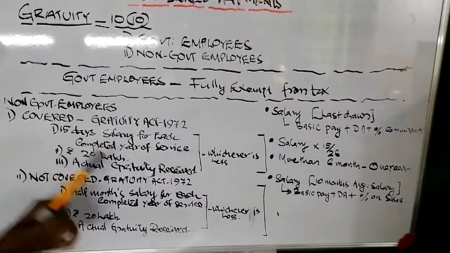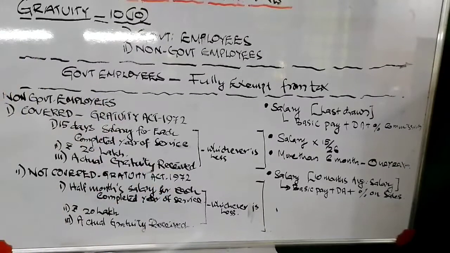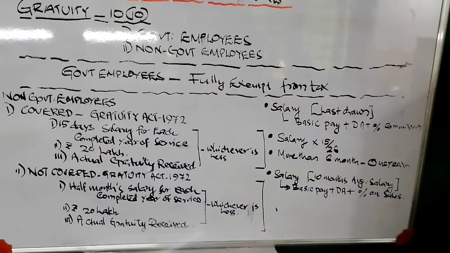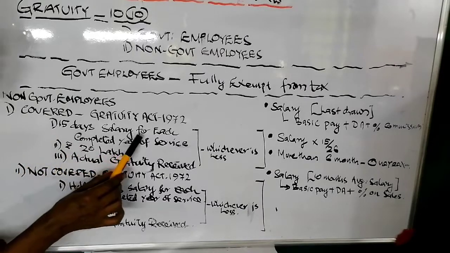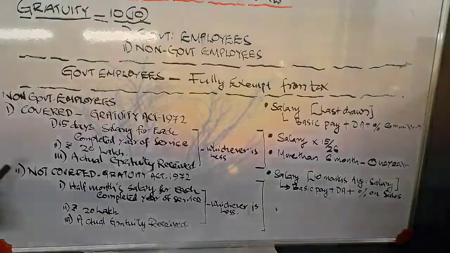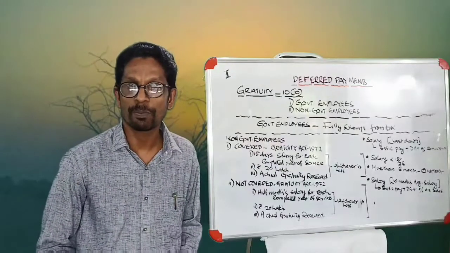So three figures or three conditions are mentioned there. Out of these, the least figure will be exempted from tax. That means 15 days salary for each completed year of service, next rupees 20 lakh, and next the actual gratuity received. Whichever is less is exempted from tax. You understand the same now.